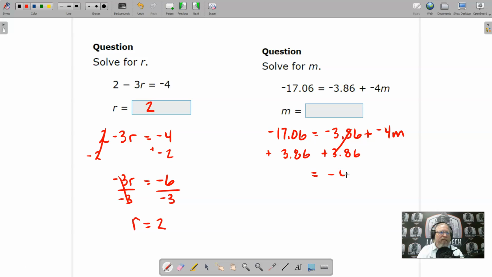leaving me with the negative 4m. And now I need to do negative 17.06, and I'm going to add to that 3.86, and that's going to give me a value of negative 13.2. Now I need to divide by the number I wish to get rid of, which is negative 4, and what I do to one side, I'm going to do to the other. The negative 4's cancel each other, leaving me with m on the right, and then negative 13.2 divided by a negative 4 is going to give me a positive 3.3. So my solution is 3.3.